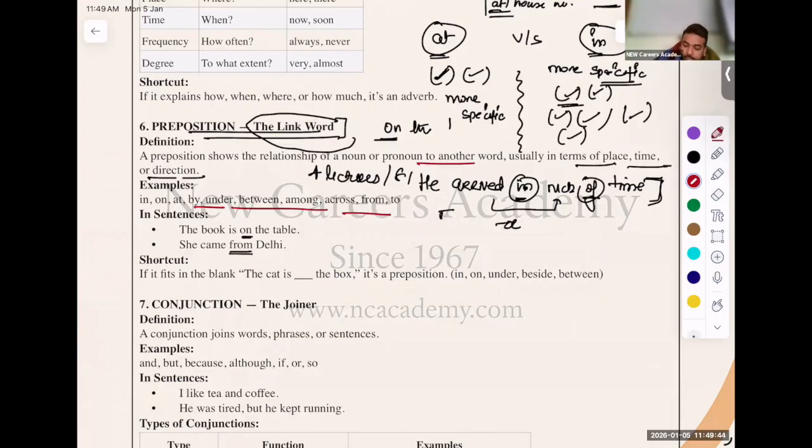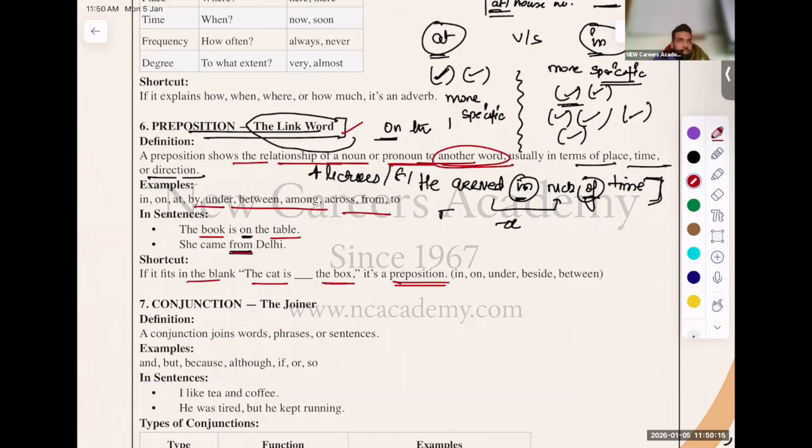But what do we use a preposition for? It shows the relationship of a noun or a pronoun to another word. That's it. In this case, the book is on the table. So we are creating a relationship. Just don't forget that. It's a linking word. It's a linking word to something. कोई भी चीज के ऊपर रखना हो, कुछ करना हो. Is it clear? This is the word. She came from Delhi. If it fits the blank, the cat dash the box, it's a preposition. This is what we say.